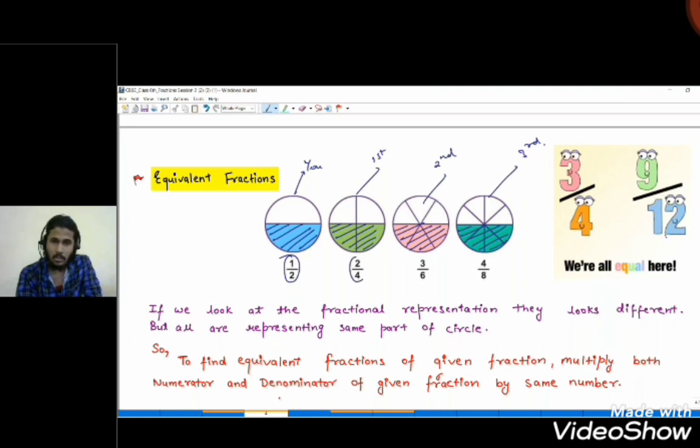Fraction representation of the first friend is 2 upon 4. Then the fraction representation of the second friend is 3 by 6, and for the third friend it's 4 upon 8. Now, if the students here are saying that everyone ate equal, then technically you mean to say that 1 upon 2 is equal to 2 upon 4 is equal to 3 upon 6 is equal to 4 upon 8. Isn't it? Isn't it what we are trying to say here, or what we are perceiving from here?